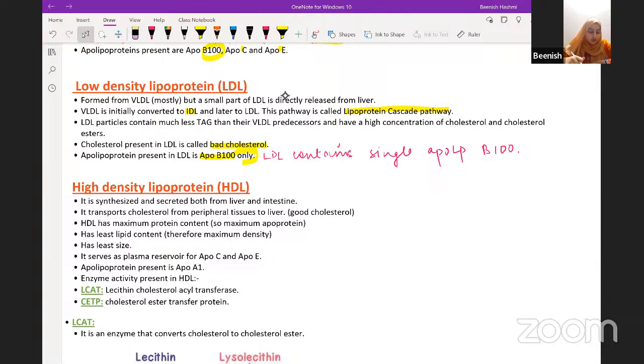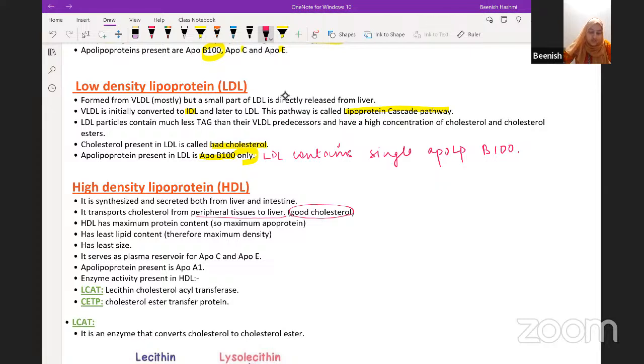High density lipoprotein. It is synthesized in the liver and intestine, and it transports cholesterol from peripheral tissues to the liver. So your HDL is transporting cholesterol from peripheral tissues to the liver. So this is considered as good cholesterol, whereas your LDL was transporting it from the liver to the periphery. So that was known as bad cholesterol. And when we talk about the metabolism, you will understand the reason behind it, the concept.